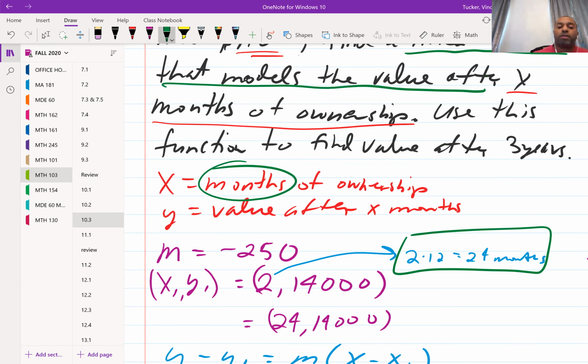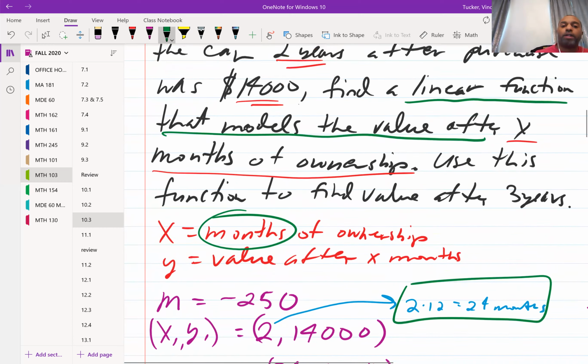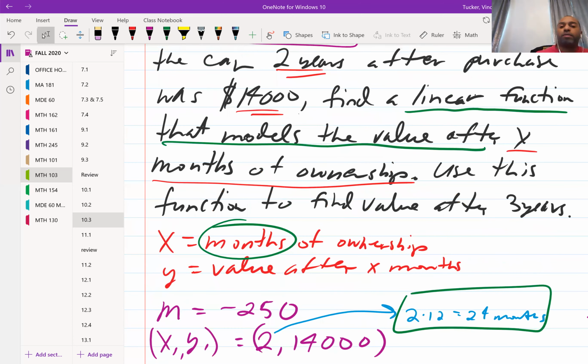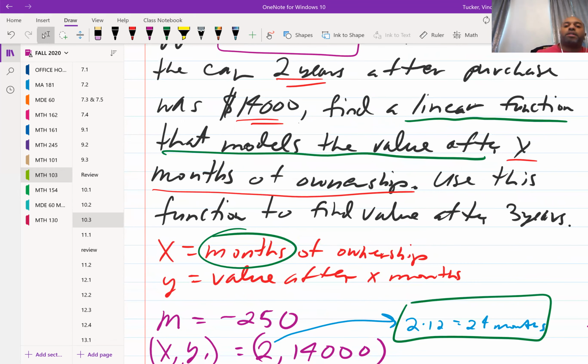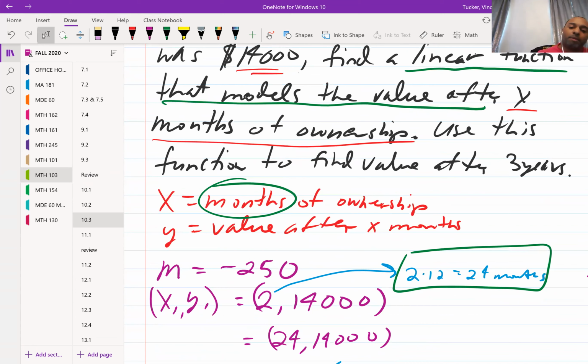So they gave us our slope according to that rate of $250 per month. And then they say 2 years after purchase, it was $14,000. How many months after ownership is what we're going to calculate, but they give us 2 years first, equal to $14,000. Convert the 2 years to 24 months by multiplying by 12. Then after 24 months of ownership, it is $14,000. So that's our ordered pair, 24, 14,000.